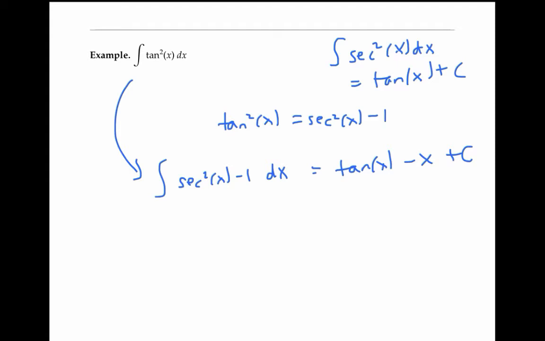The same sort of trick works to integrate cotangent squared of x, since there's a similar identity relating cotangent and cosecant.